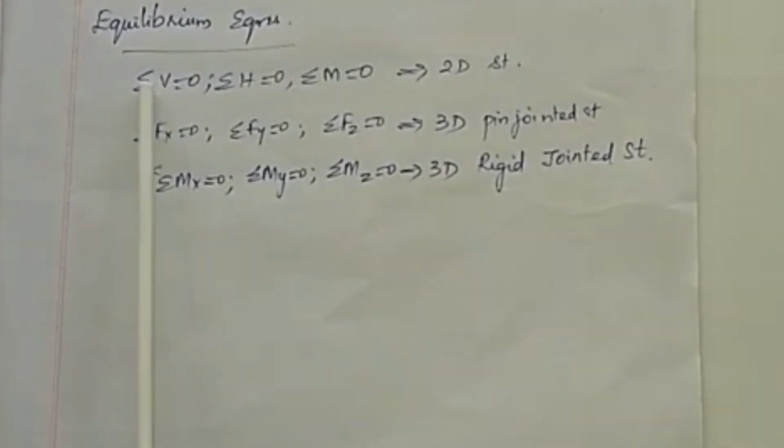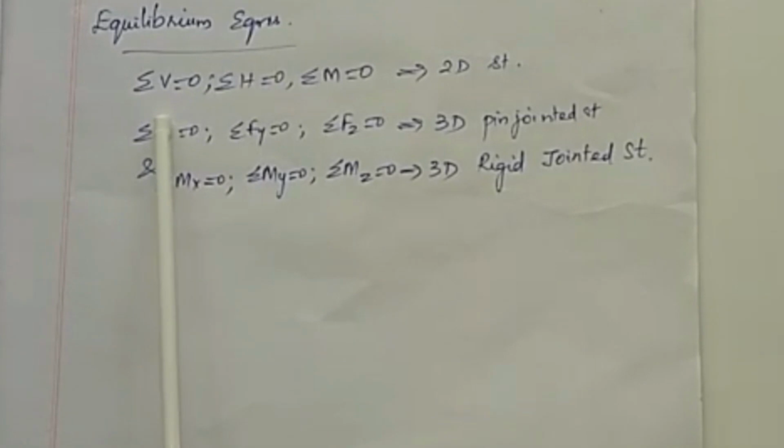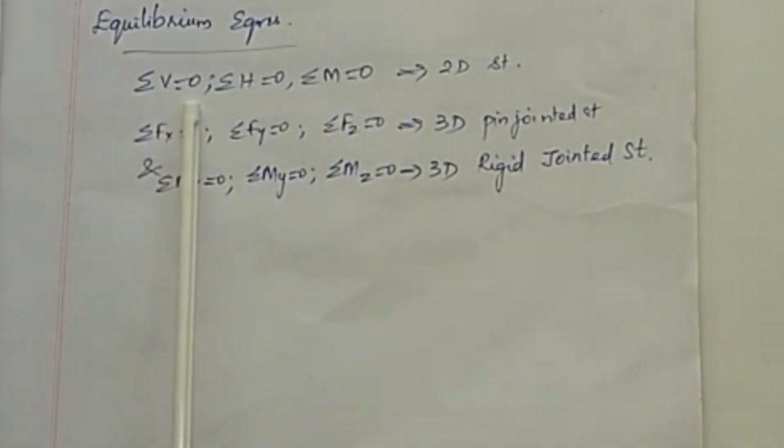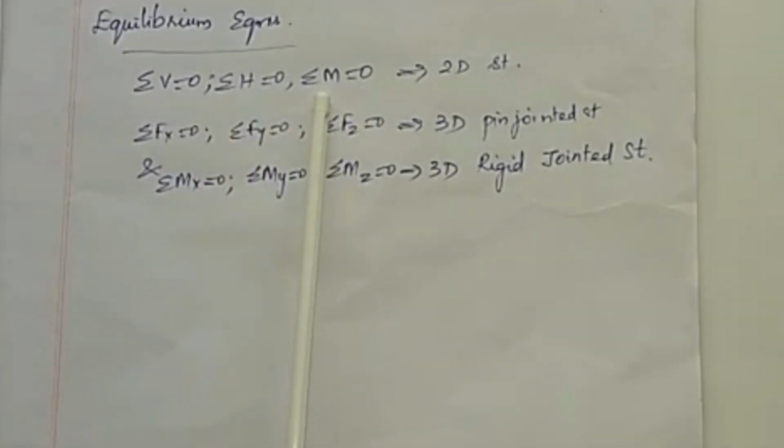In this video, we will discuss what a statically determinate structure is and how it can be determined for various types of structures. These are the equilibrium equations that can be used to find the unknowns at the support or the redundant forces at the support. So for a two-dimensional structure, we have these three equilibrium equations: summation of all the vertical forces, summation of all the horizontal forces, and summation of all the moments is equated to 0.